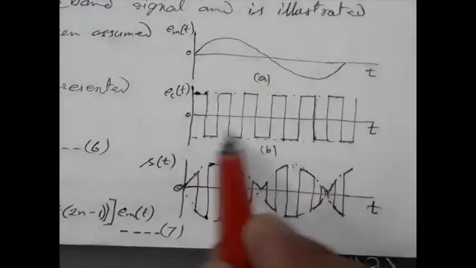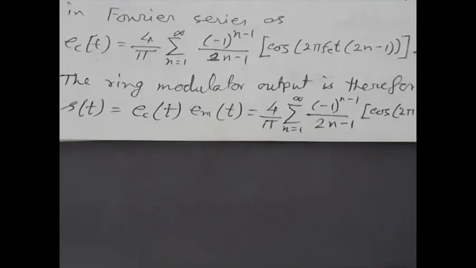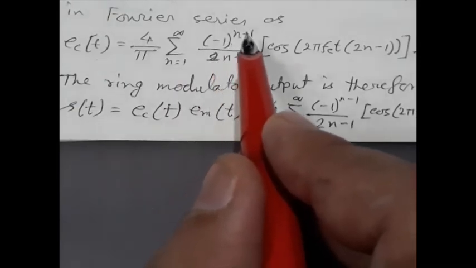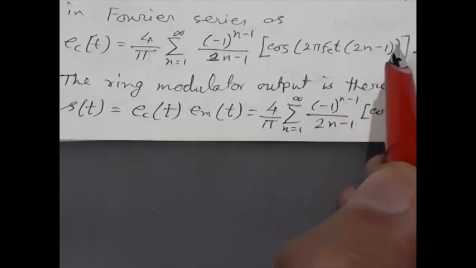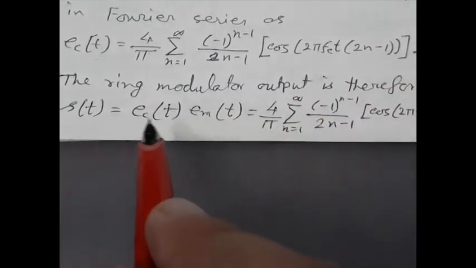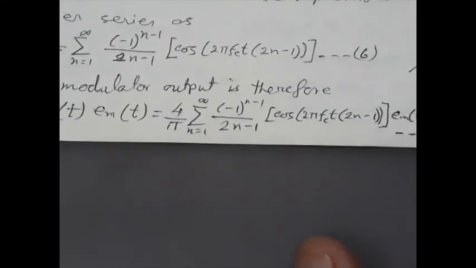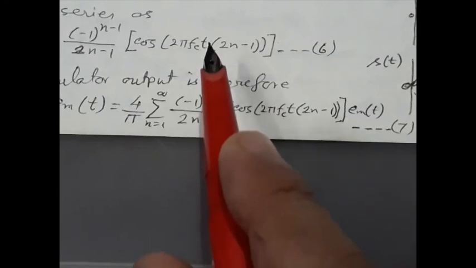Now since this is a periodic square shape function, we can express it in a Fourier series. So ec(t) is equal to 4 by pi, summation of (-1)^(n-1) divided by (2n-1), times cos(2 pi fc t (2n-1)). So the ring modulator output will be ec(t) into em(t). This one is multiplied by em(t), and this is the final output.